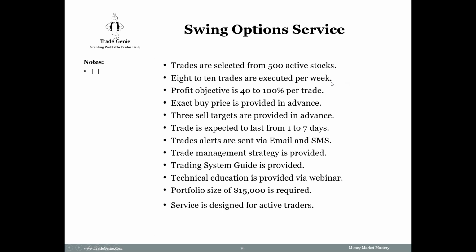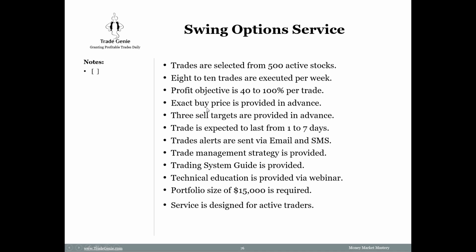So 8 to 10 trades are executed per week. So at least you get one trade, maybe sometimes two, sometimes three. It depends on how many trades are being closed and what the market is doing. The objective is 40 to 100% per trade. The first target is 40, then 60, 70 in the middle, and then 100.